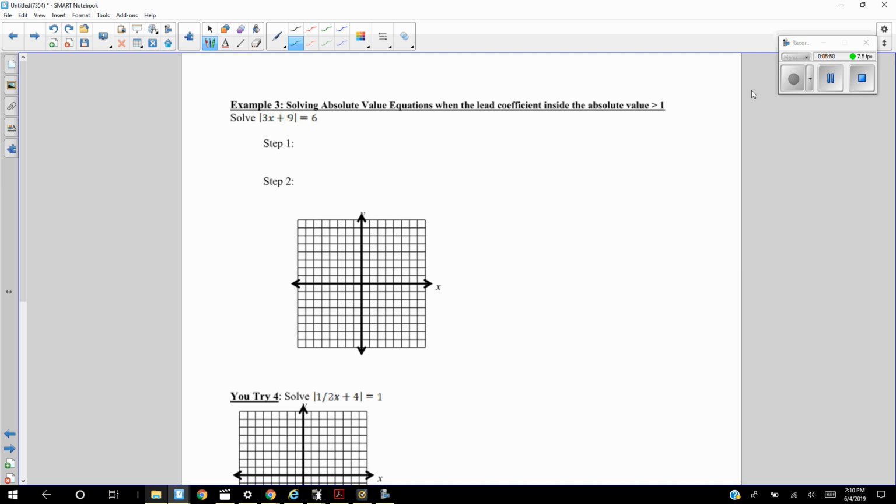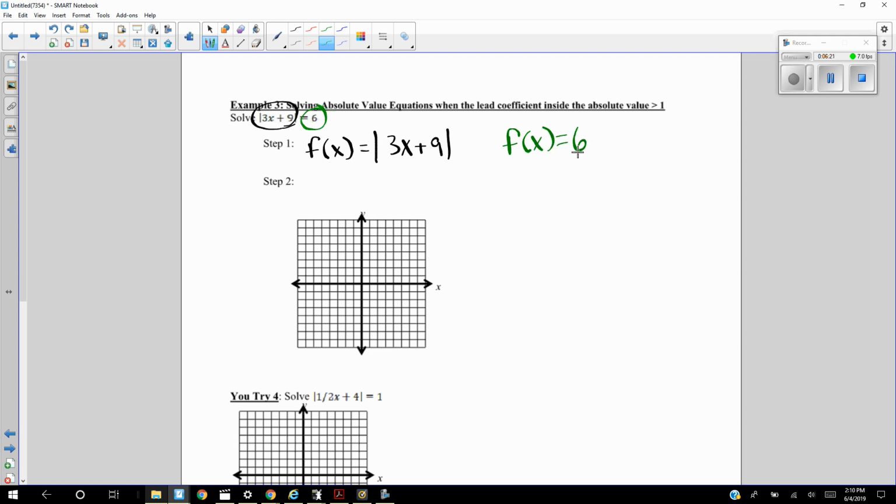All right, last one we'll do here in this video. We're going to solve an absolute value equation when the lead coefficient inside is greater than 1. So in this case, we've got step 1. We're going to do the same thing. We're going to set the left side as its own function. We've done a little bit of this in the last unit, but I just want to refresh on this. And the right side is its separate function.